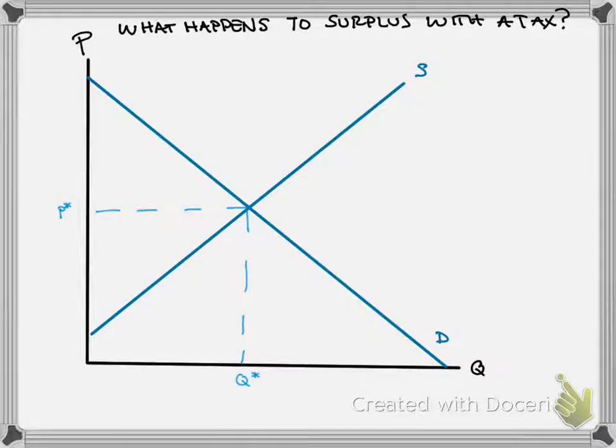In Chapter 8, we're going to combine what happens in Chapters 6 and 7 to look at what happens to surplus when there's a tax. All right, so the first thing, let's look at Chapter 7, calculating consumer surplus.